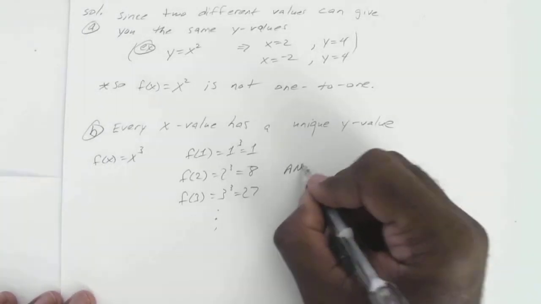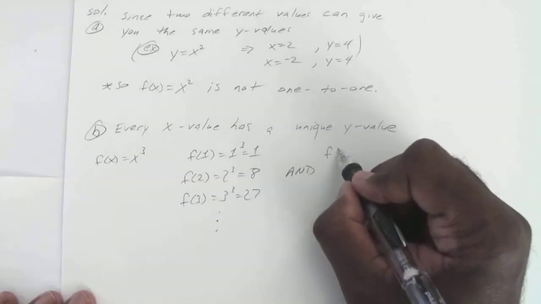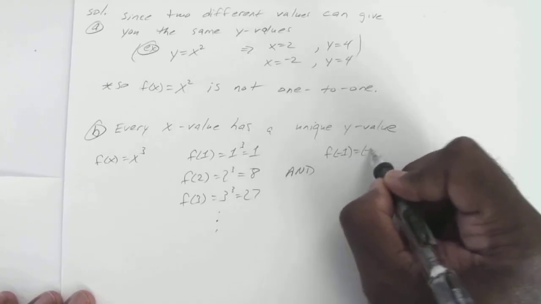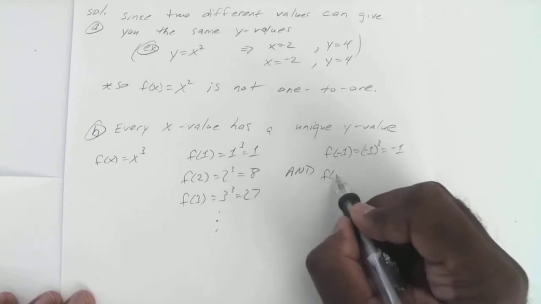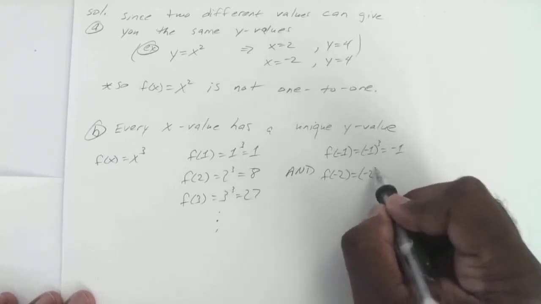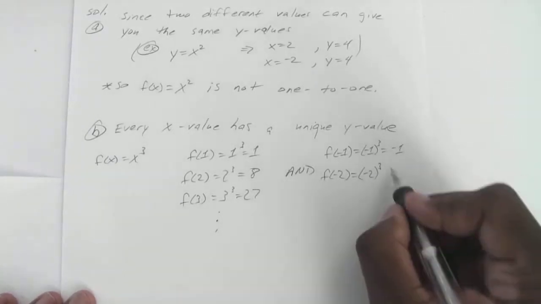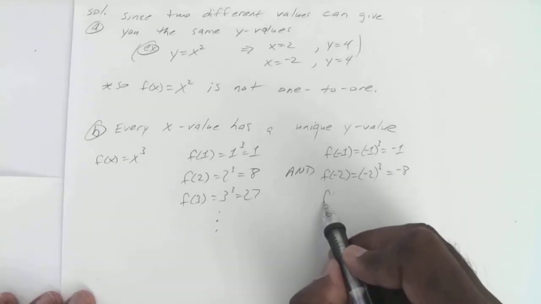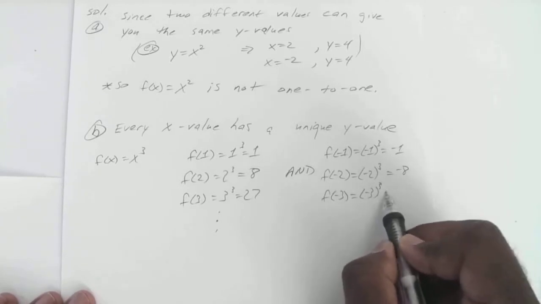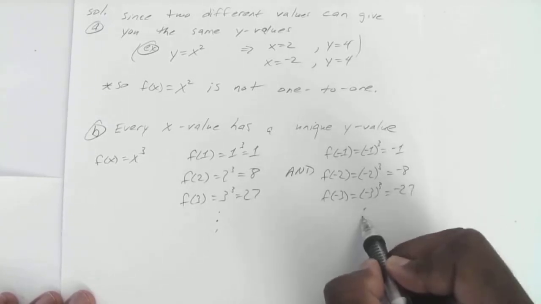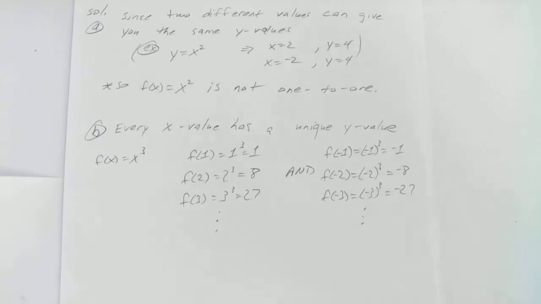Okay, so even if you go to the negatives, f of negative 1 is just negative 1 to the third, which is negative 1. F of negative 2 is negative 2 to the third, which is negative 8. F of negative 3 is negative 3 to the third, which is negative 27, and it just keeps on going like that. Okay, so we know whether you go into the positive or negative, every x will have exactly one y value.